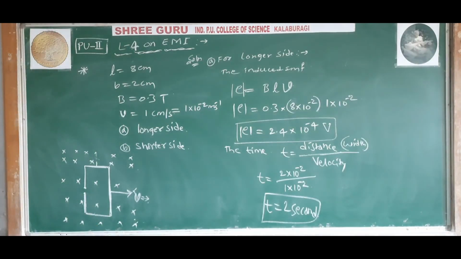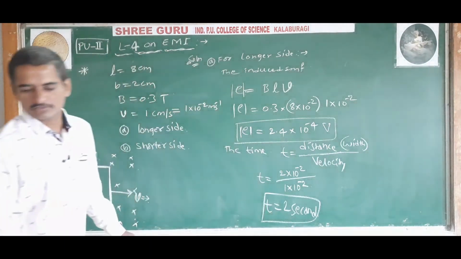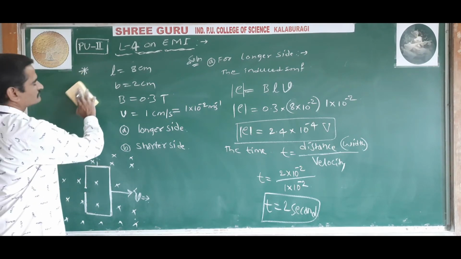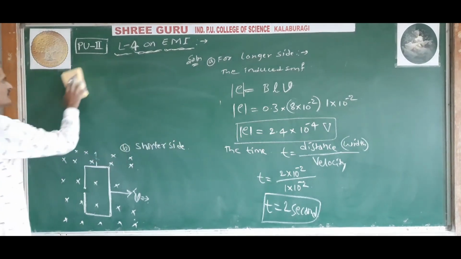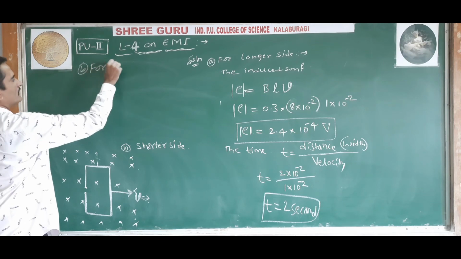So when the coil moves normal to the longer side, this induced EMF lasts for a time interval of 2 seconds. Understood? Okay. Next, we shall solve for the shorter side.